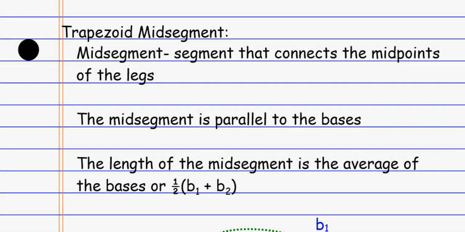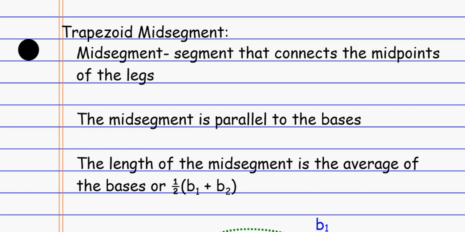Trapezoid midsegments. The midsegment of a trapezoid is basically a segment that connects the midpoints of the legs. It's right smack dab in the middle of this trapezoid. If you look at the two parallel sides, those are the bases. If you go to the legs, identify the midpoint on each leg and connect them with a segment, it gives us this thing called a midsegment.